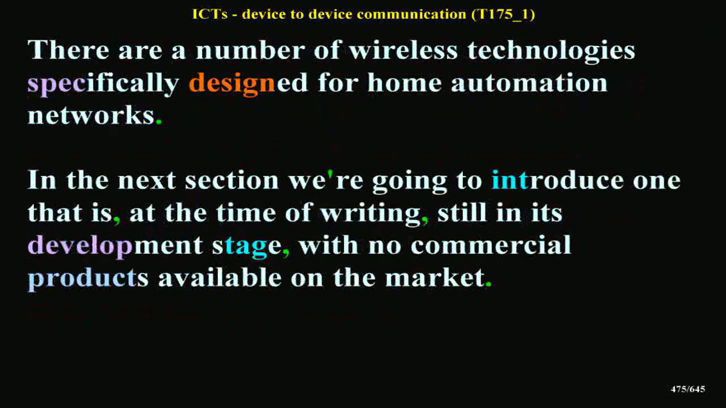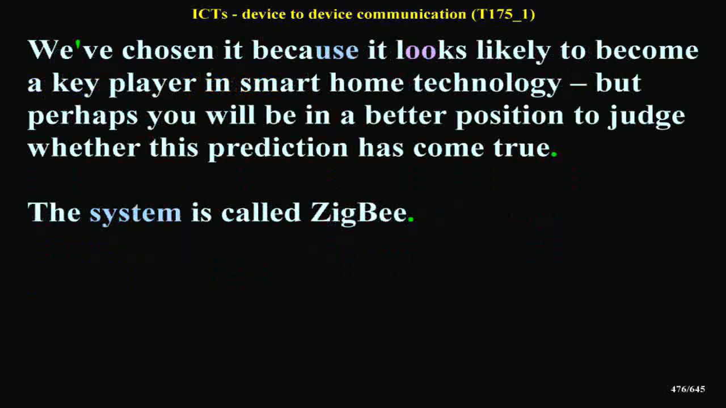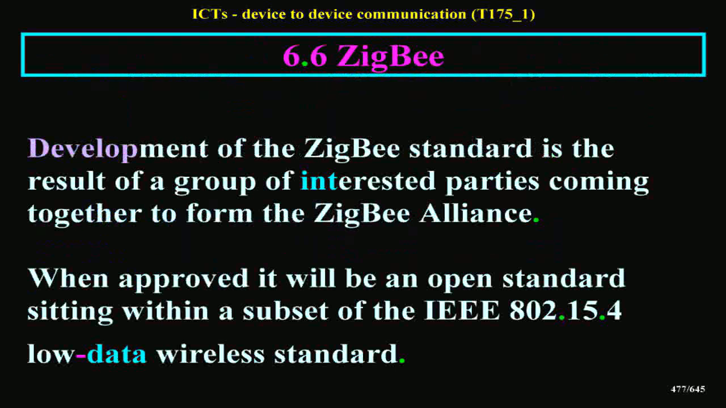There are a number of wireless technologies specifically designed for home automation networks. In the next section we're going to introduce one that is, at the time of writing, still in its development stage, with no commercial products available on the market. We've chosen it because it looks likely to become a key player in smart home technology, but perhaps you will be in a better position to judge whether this prediction has come true. The system is called Zigbee.